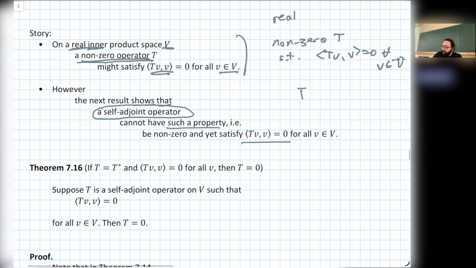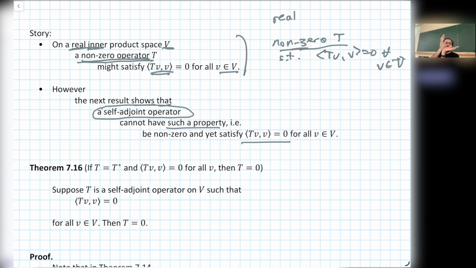Yeah, that's what I'm saying, non-zero operator. That is what a non-zero operator is, right? What you're describing is a zero operator, <Tv, v> equal to 0 for all v. Of course, that will satisfy. We're asking, is there any non-zero T that could possibly satisfy this?